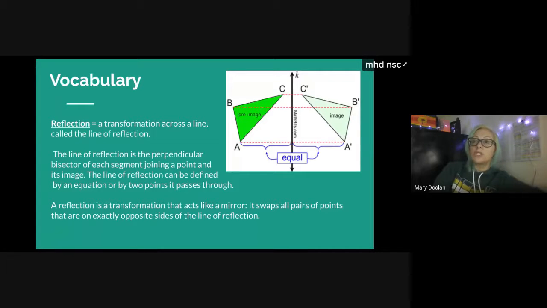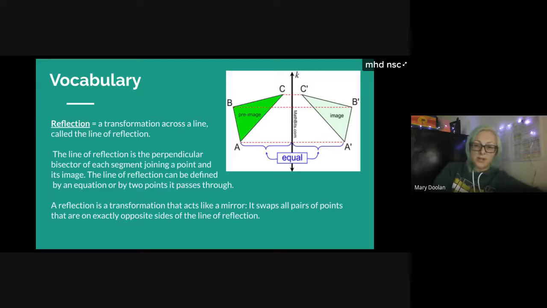The line of reflection is the perpendicular bisector of each segment joining a point and its image. The line of reflection can be defined by an equation or by 2 points it passes through. A reflection is a transformation that acts like a mirror. It swaps all pairs of points that are on exactly opposite sides of the line of reflection. Your line of reflection can be any line in the coordinate plane.